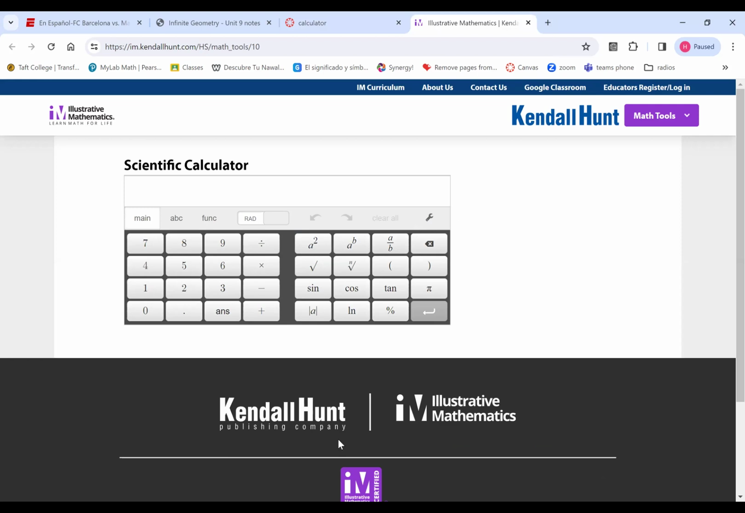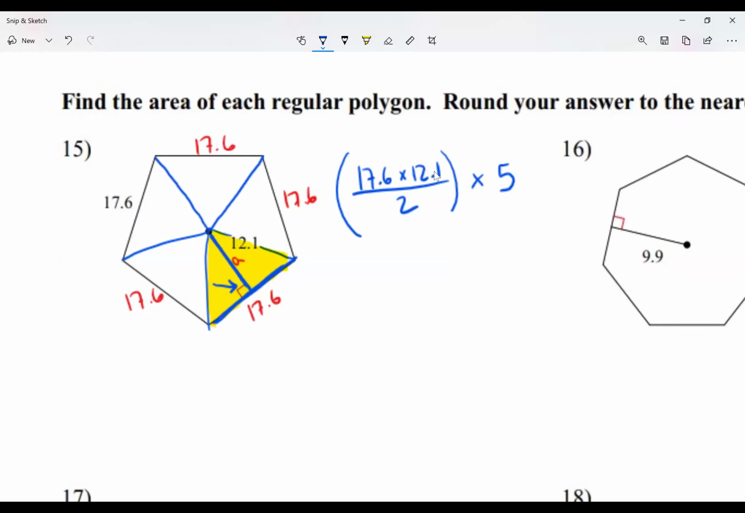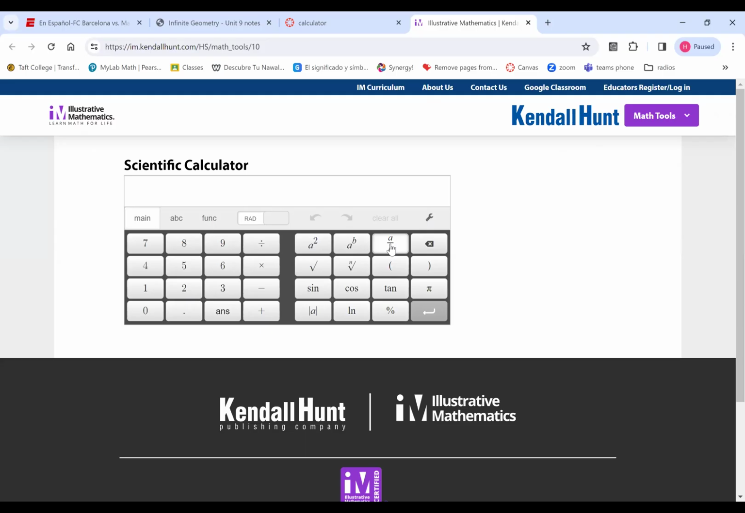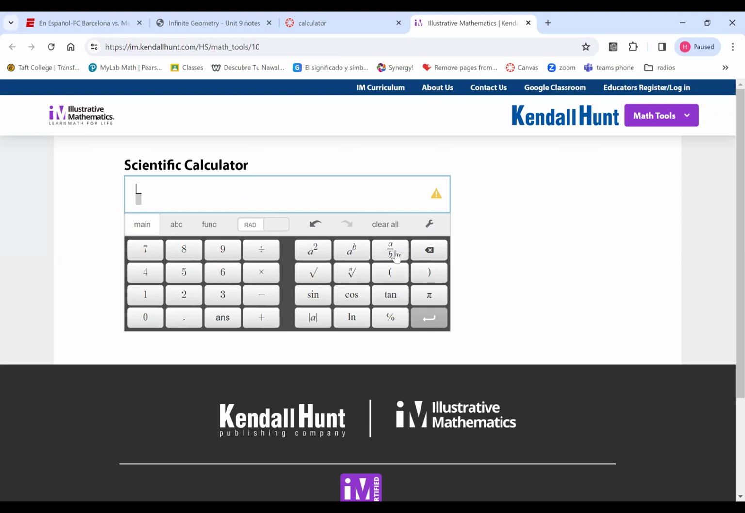Let me remind you of what we're going to be typing. Look, I'm going to go 17.6 times 12.1. My answer, I'm going to divide it by 2. Whatever I get, I'm going to multiply by 5. Okay, so let's go to my calculator. As a matter of fact, I'm going to use a fraction. See how I did my fraction here. And then in my fraction, I'm going to go 17.6 times 12.1, and then the result, I'm going to divide by 2.